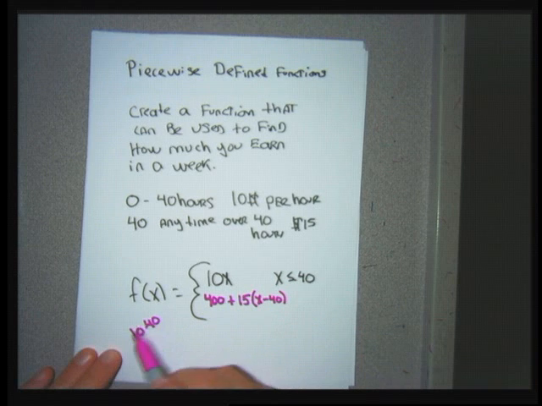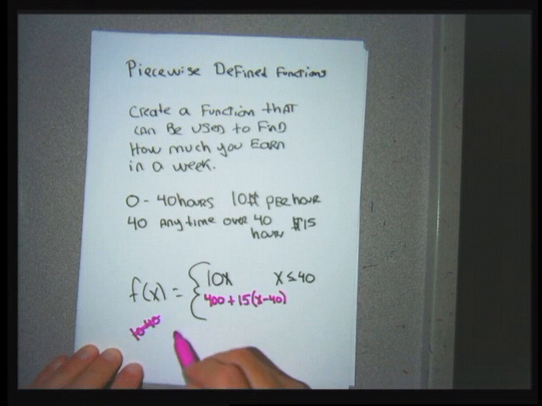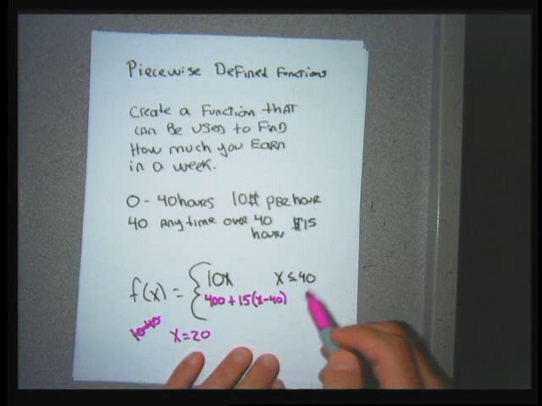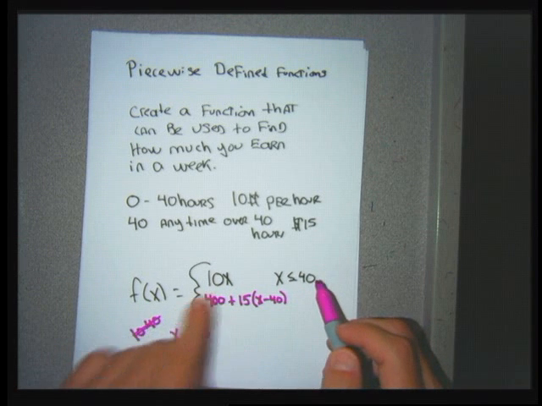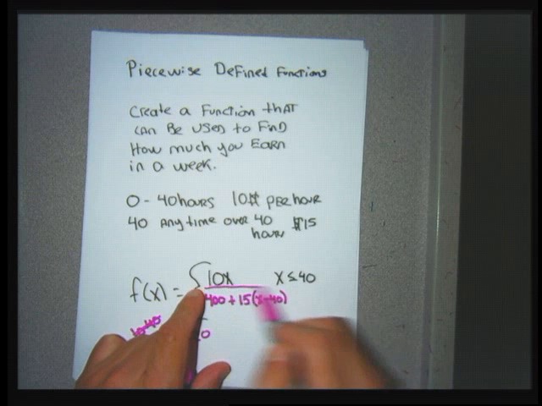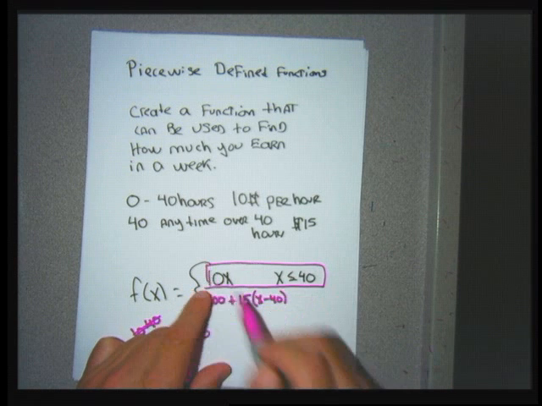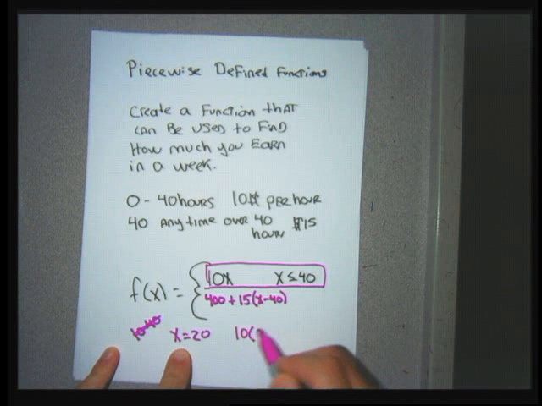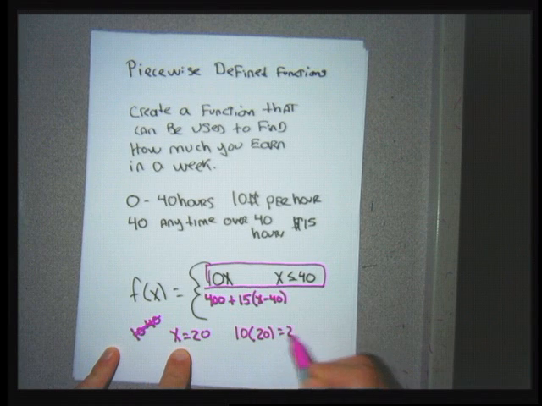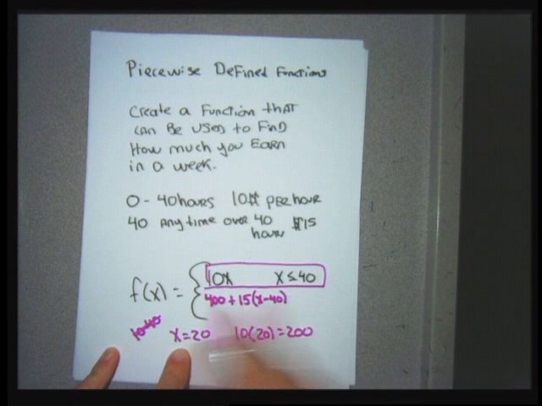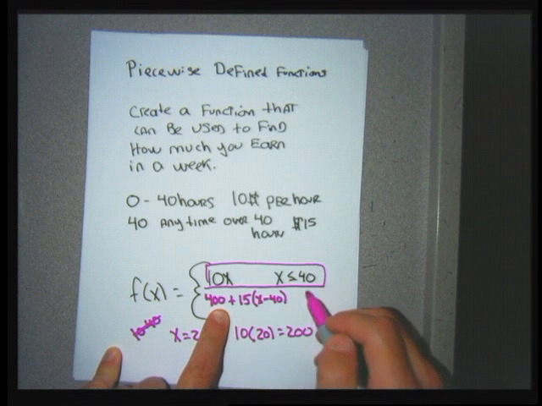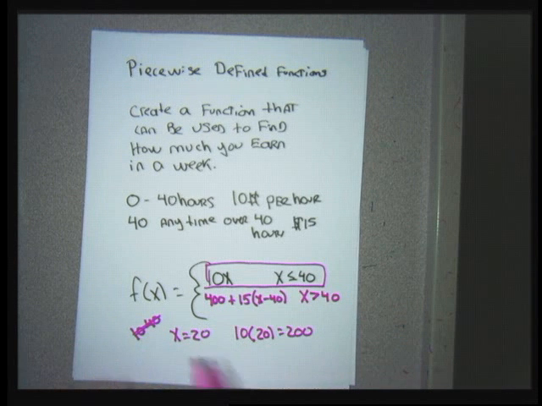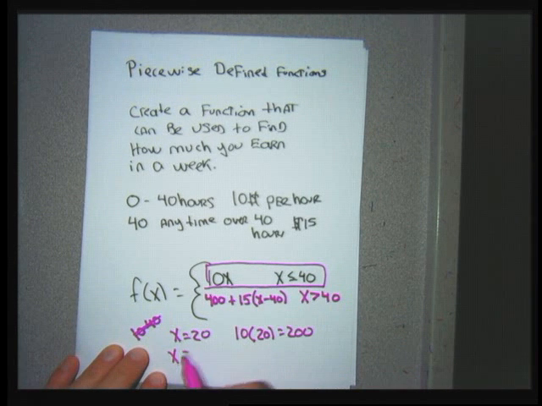So for this function right here, if I say x equals 20 and I work 20 hours, I'd plug 20 into this, because this function is appropriate if I work 40 or less hours. If I work 20 hours, my pay is going to be 10 times 20, or 200. This function down here is going to be something I use if I work more than 40 hours. And I'll do this. Let's say I work 50 hours.